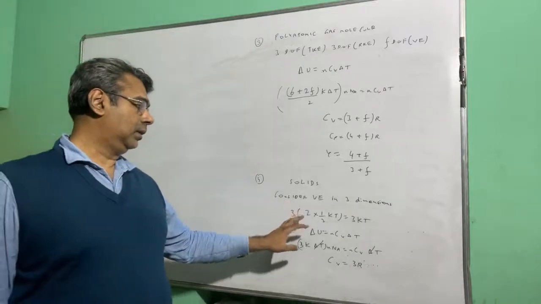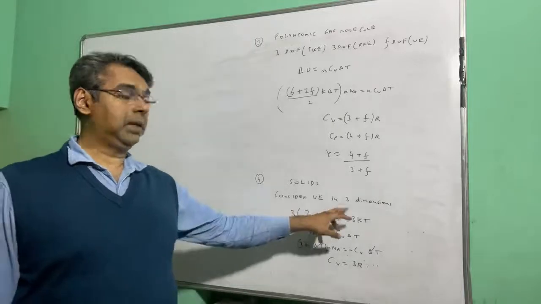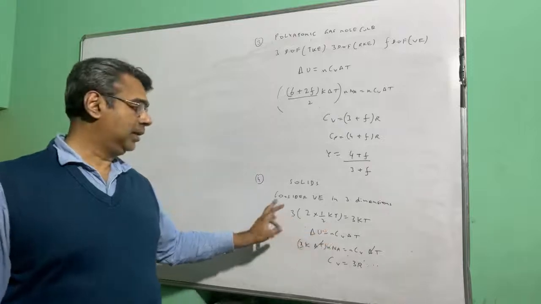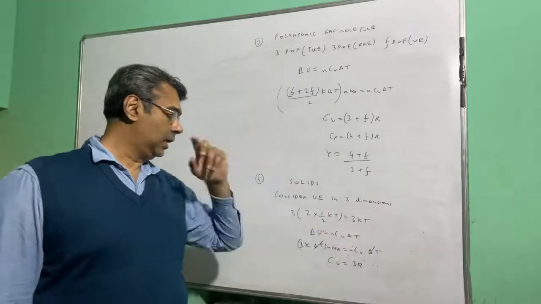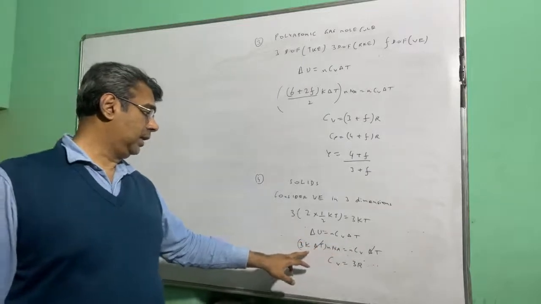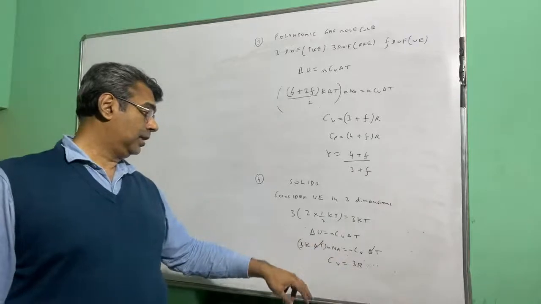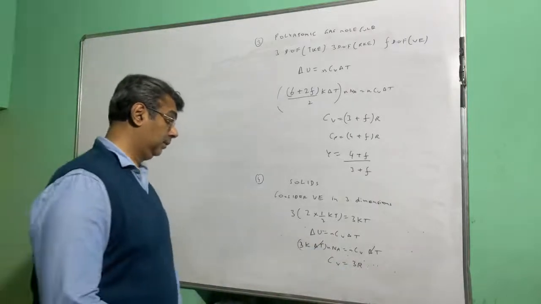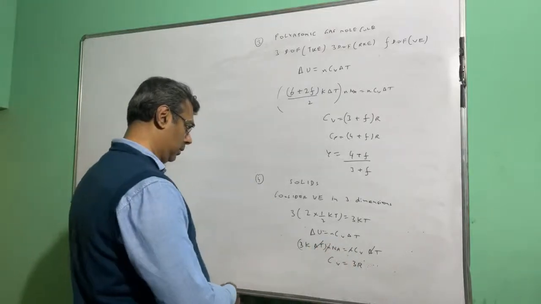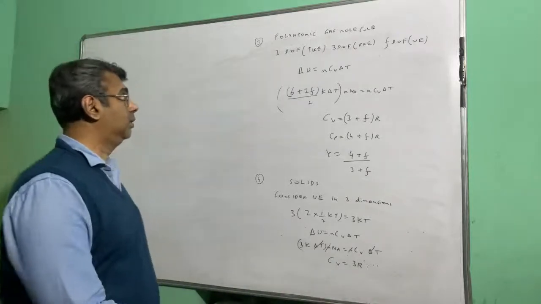So in a solid, the only thing you have to remember, there is no kinetic energy, it's only vibrational, but in 3 dimensions. So 2 into half kT and then into 3 because of 3 dimensions. So the answer is 3 kT. Delta U is N Cv delta T. So 3K delta T into number of moles into Avogadro is N Cv delta T. You cancel delta T, you cancel N. So Cv will be 3 into K into Avogadro. So Cv will be 3 into R.